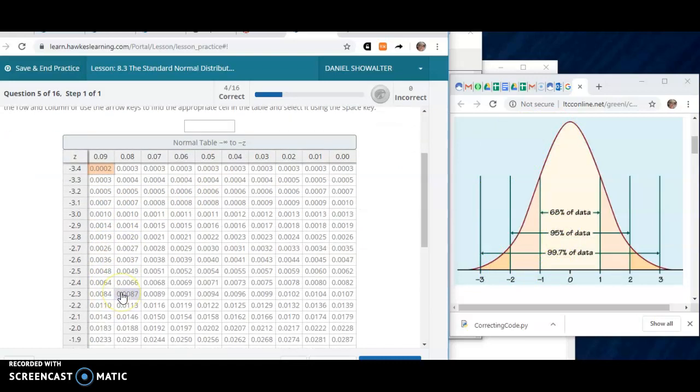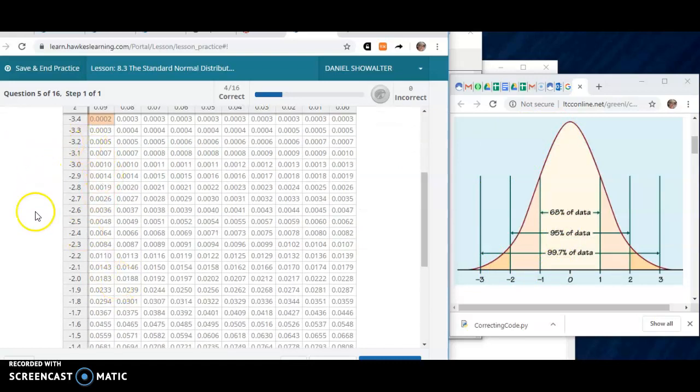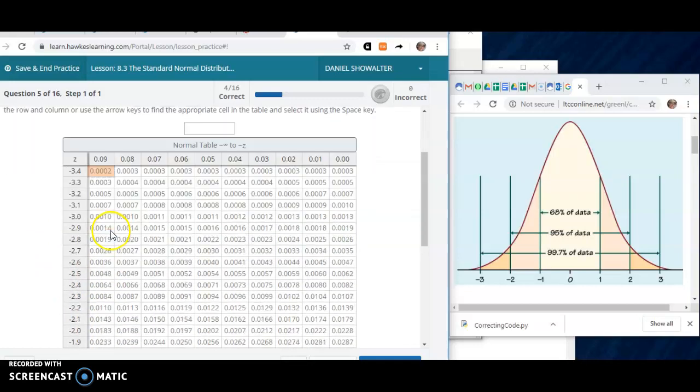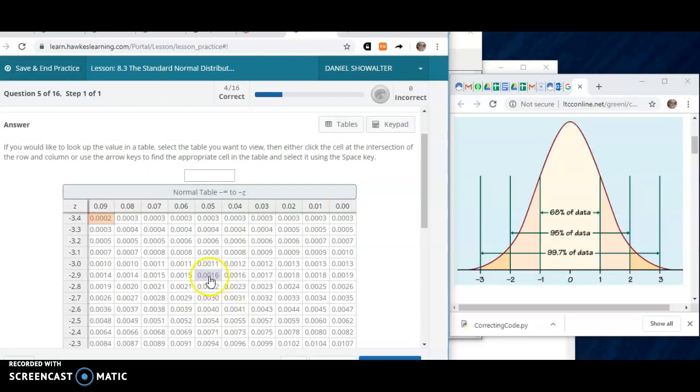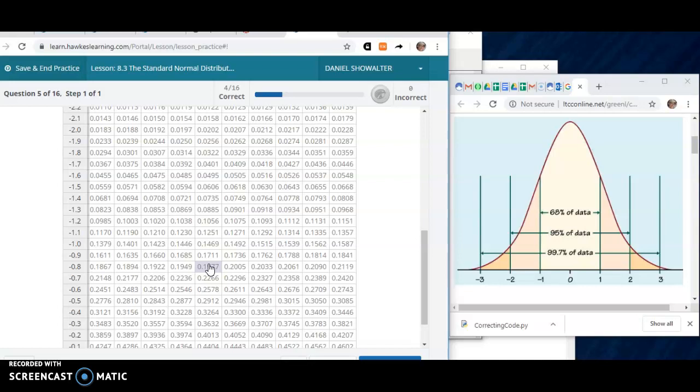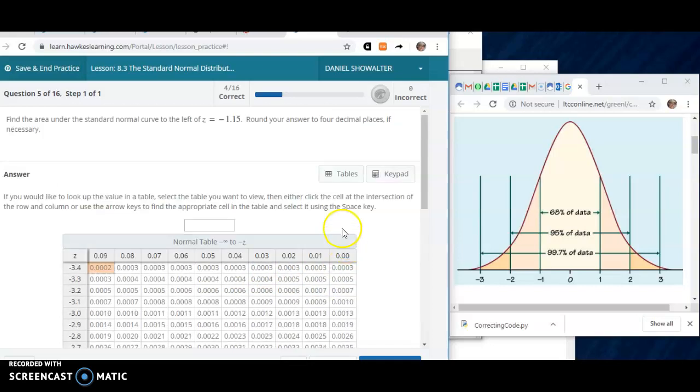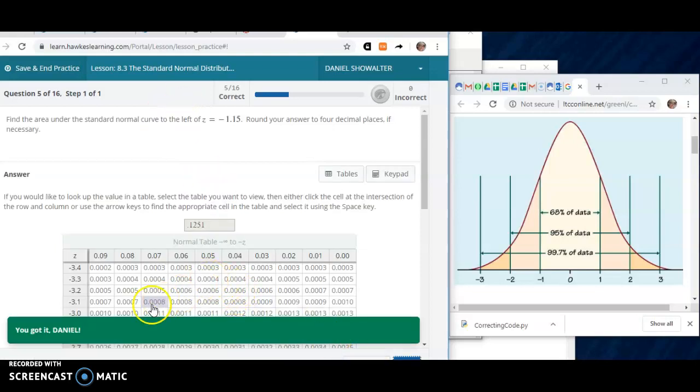And again, if we had used the other one, we just wouldn't have found negative z-scores, so we would have quickly realized that something was off. Here's negative 1.1, and here is our 5 column. Negative 1.15 would give us 0.1251, and again, because we're looking for the area to the left, we can just pull it directly off the table.